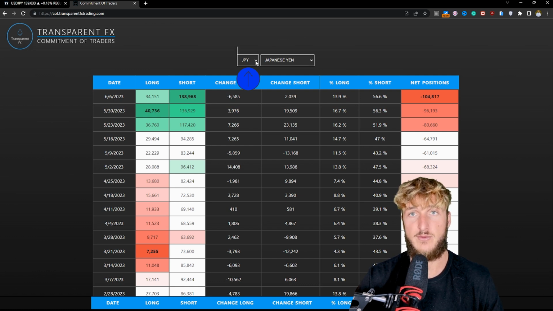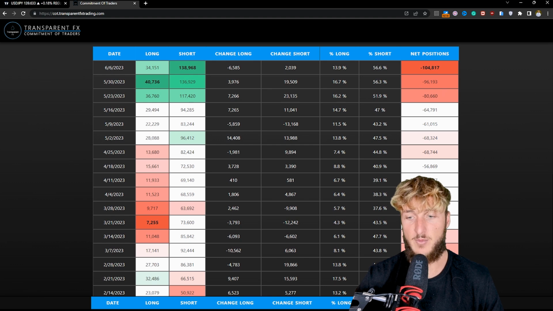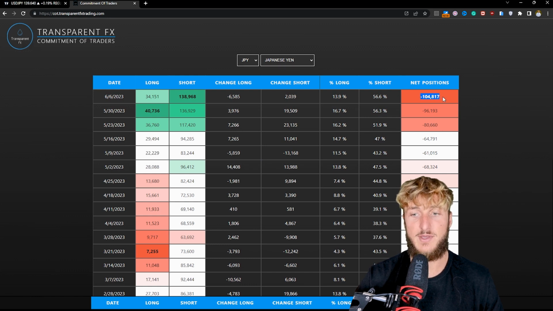So if you look at the data for the JPY, already you're looking at JPY USD. Since we want information on USDJPY, we simply have to reverse everything. And what we can notice here is that we are approaching one of the lowest levels of net positioning that we had in quite some time. In fact, we went from having the minus 20k net positioning that we had here all the way down to now having minus 104k net positions.